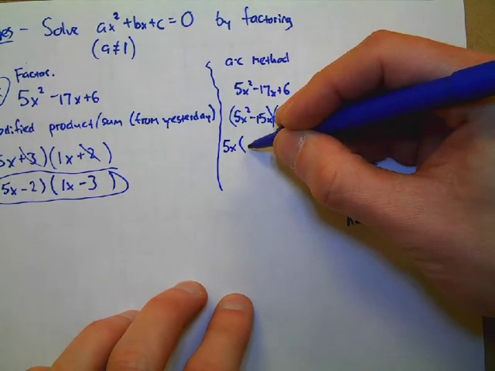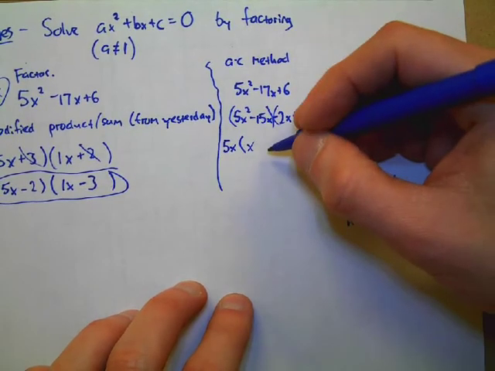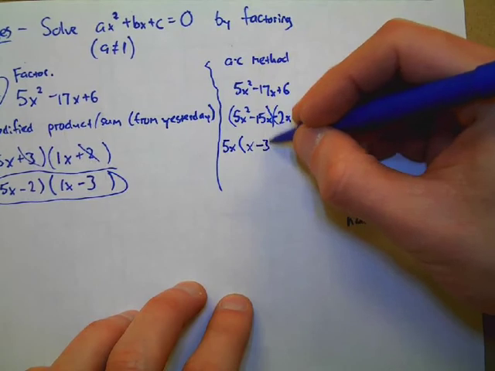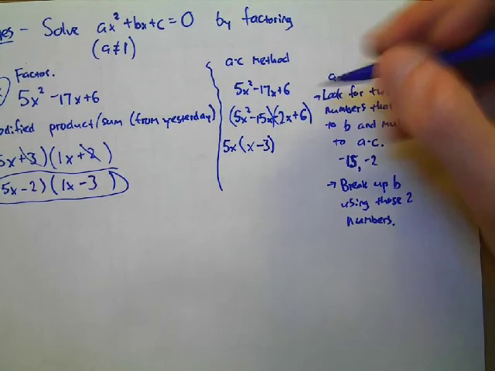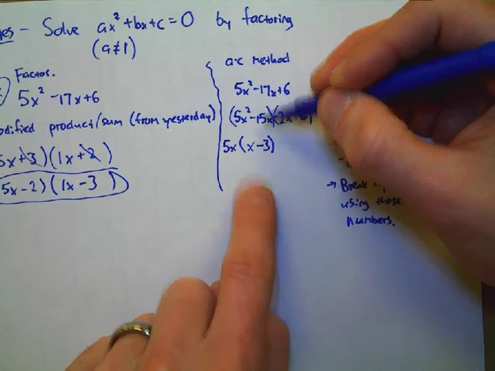Just one extra x. Take a 5x out of negative 15x, what's left? Negative 3. Imagine redistributing: 5x times x, 5x squared. 5x times minus 3, minus 15x. So we just took that 5x out.